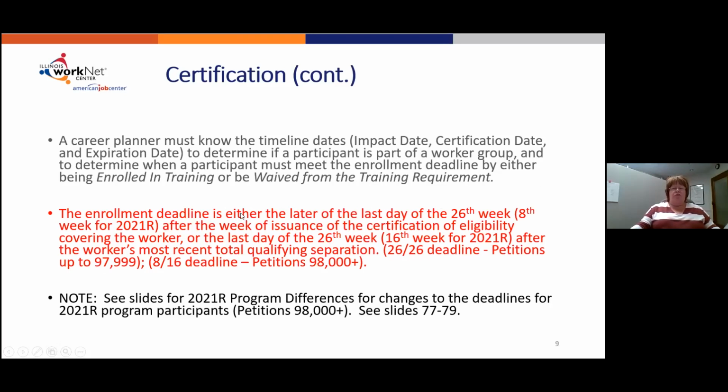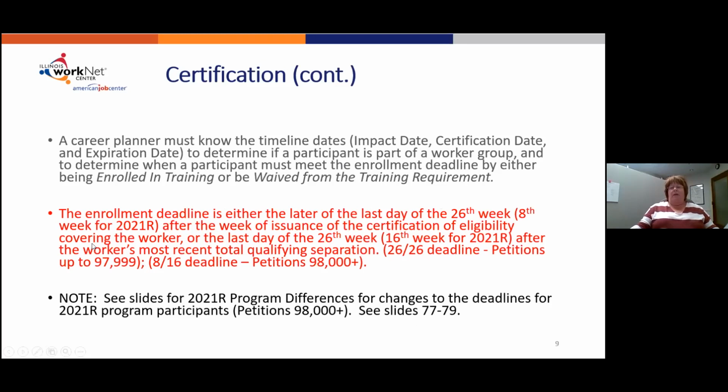So a career planner must know these timeline dates. It's impact date, certification date, and expiration date. That helps them to determine if that participant is a part of that worker group and when they must meet those enrollment deadlines by being either enrolled in training or to be waived from the training requirement by that deadline.